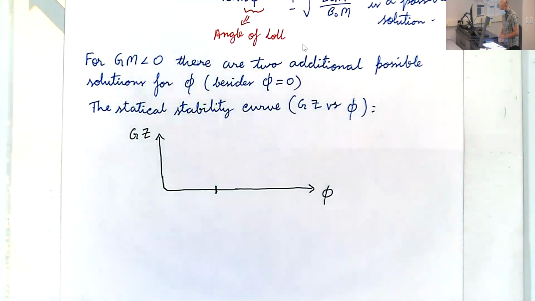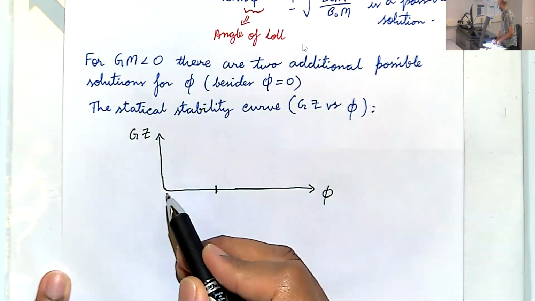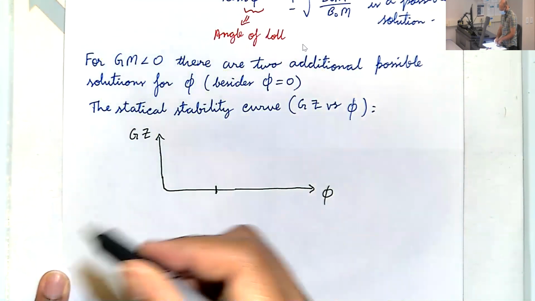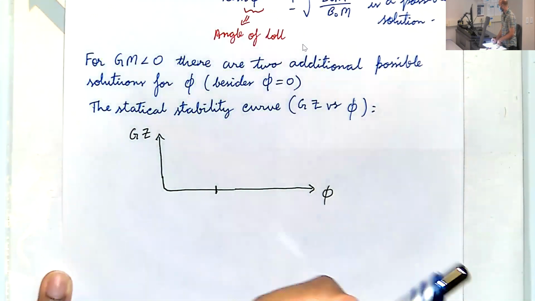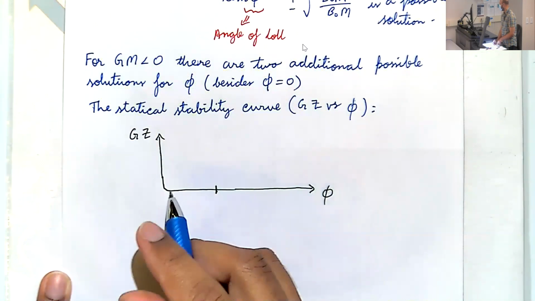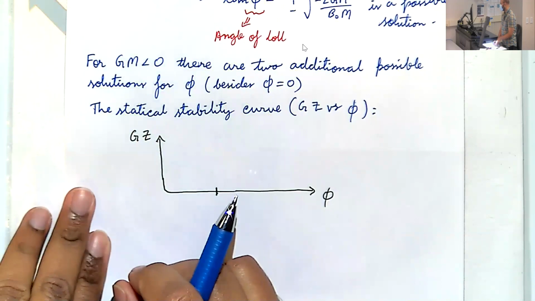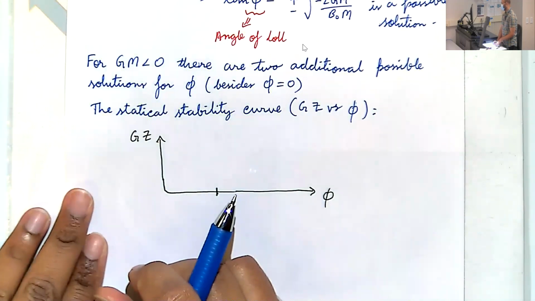Now, next thing I want you to think about, what should the curve shape look like? Should it start going up or should it start going down? Remember, GM is less than 0. Think about tangent and GM and curve slope.